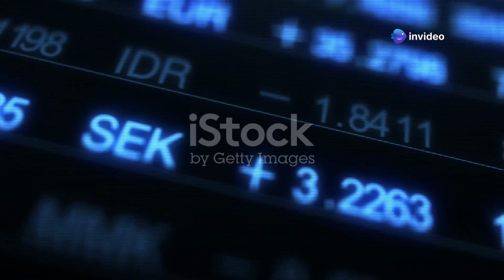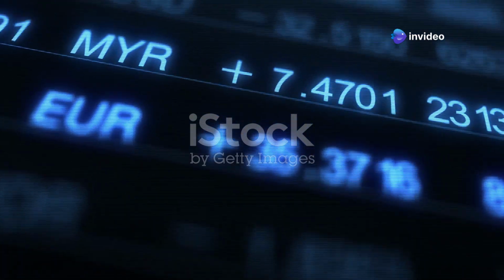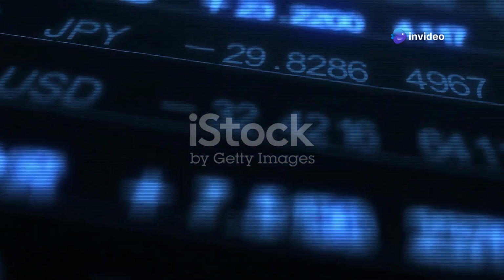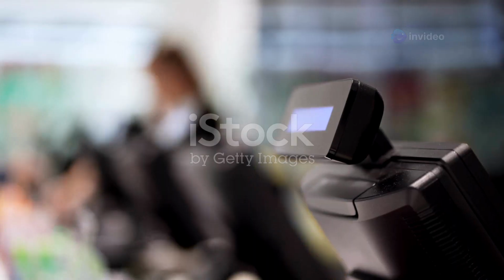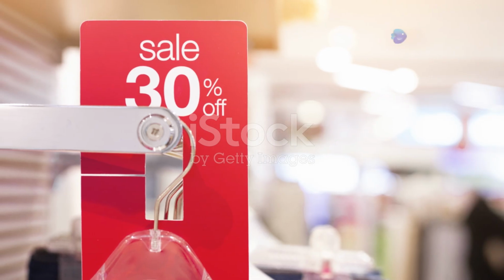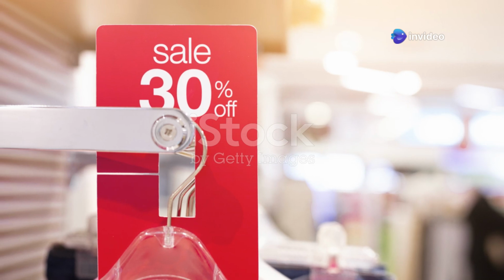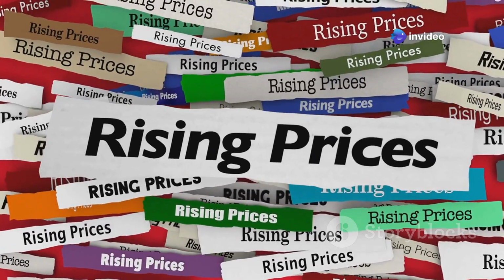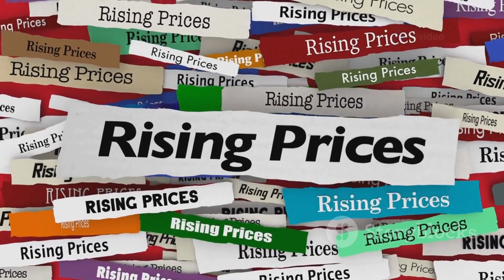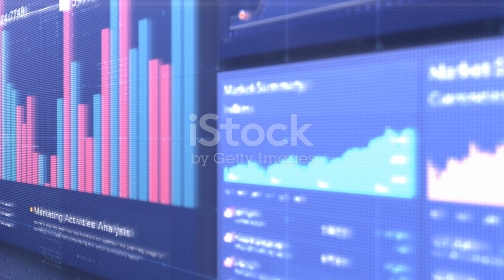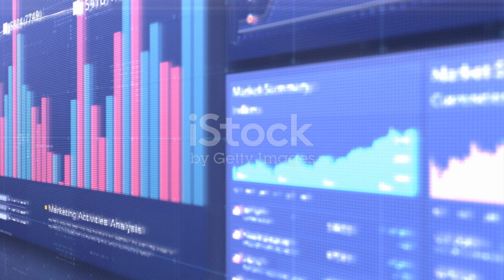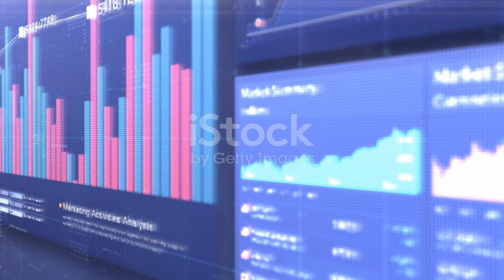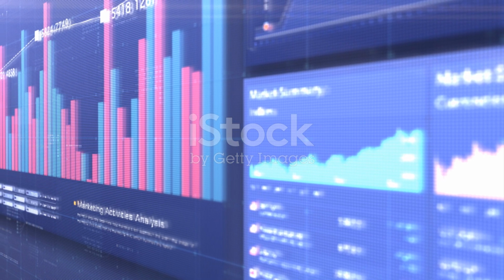The constant interaction between demand and supply ensures that markets are always adjusting to find a balance. Prices act as signals, communicating information to both consumers and producers. When prices are too high, demand falls, signaling producers to lower prices. When prices are too low, demand rises, signaling producers to increase prices. This dynamic interplay ensures that resources are allocated efficiently and markets remain in a constant state of flux.